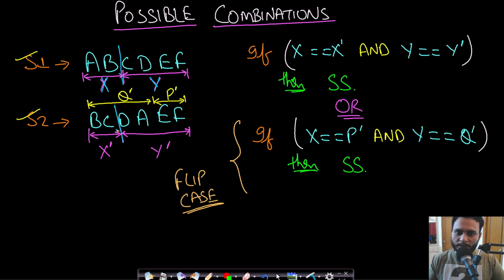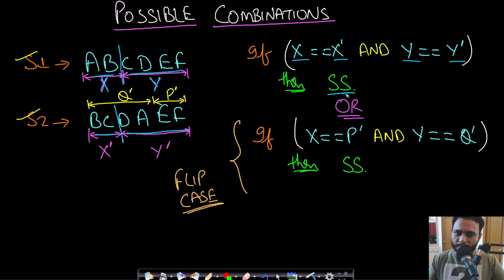If we do it like this, then AB will be compared against BC and CDEF will be compared against DAEF. So if X and X dash are scramble strings and Y and Y dash are scramble strings, then they both combined together will also be a scramble string.